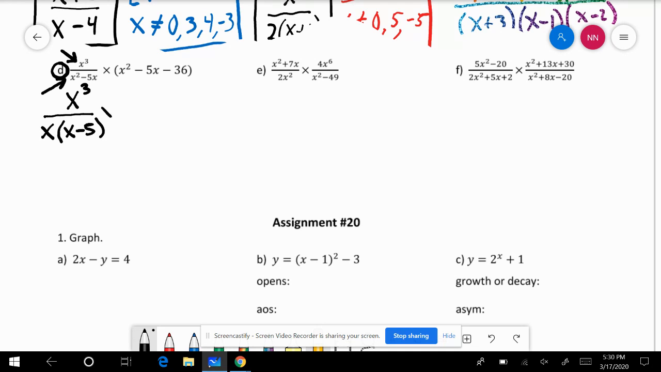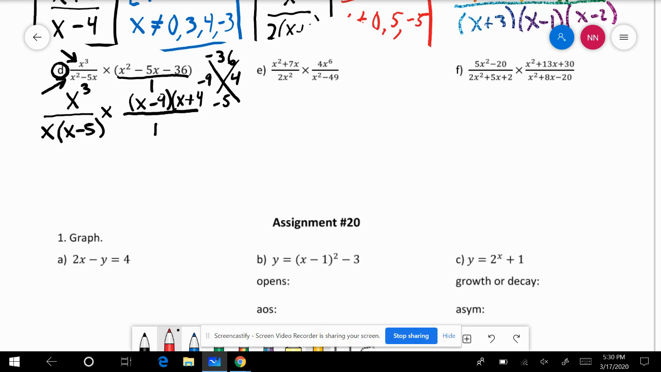Now looking at the second one, we're going to put a 1 underneath it. Then we're going to factor it. We're looking for two numbers that multiply together to give us negative 36 and add up to negative 5. That would be negative 9 and 4. So what we have is x minus 9 and x plus 4. Now, when we're looking at this, what we notice is that there's only one thing that could cancel, and that would be the x's.